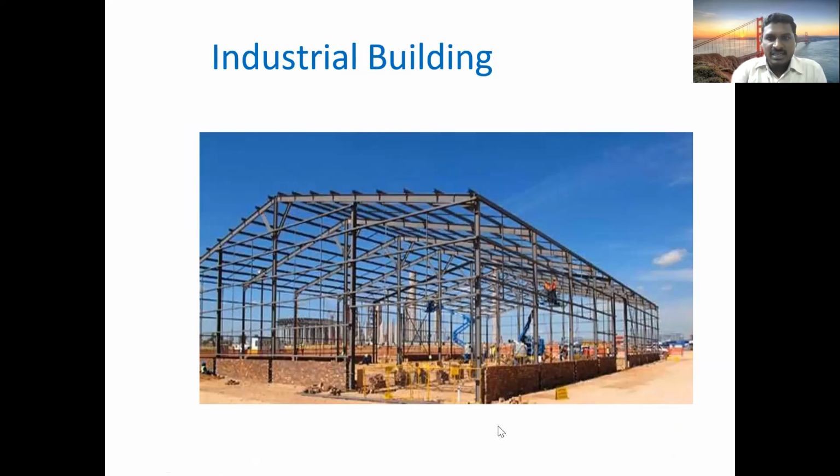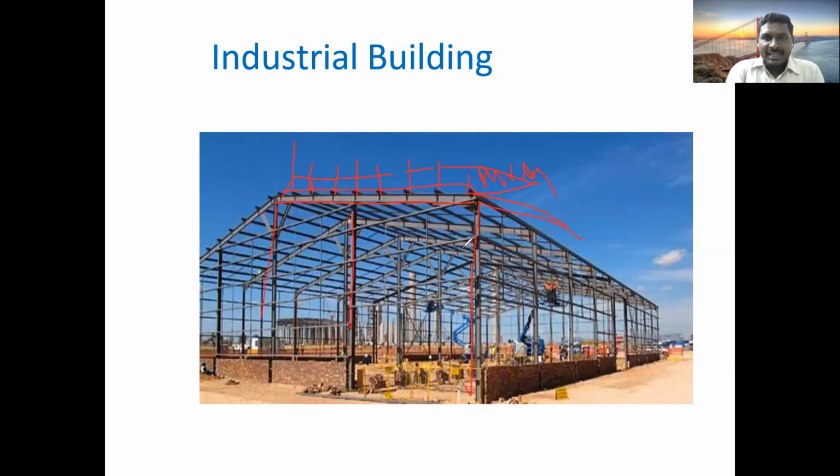These inclined members are nothing but purlins, and on these purlins we can provide a sheet. In this direction we can provide the sheet. So a GI sheet may be there, or AC sheets we are providing, and all these are the vertical columns.